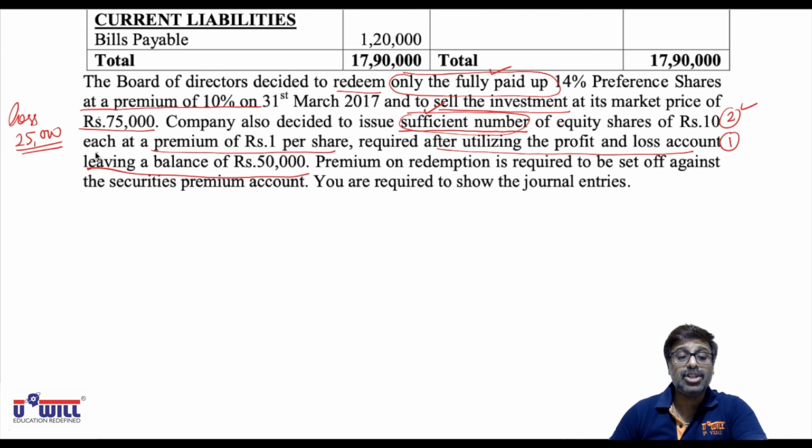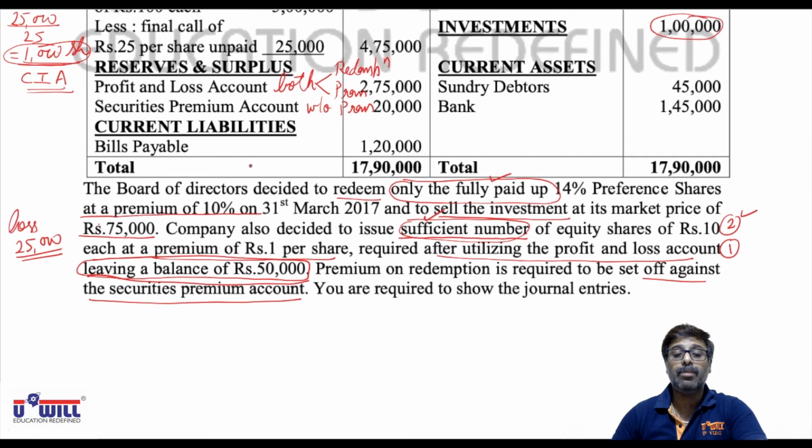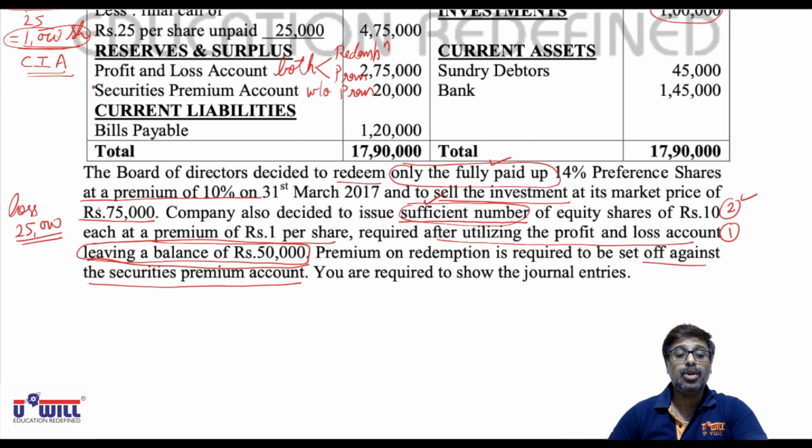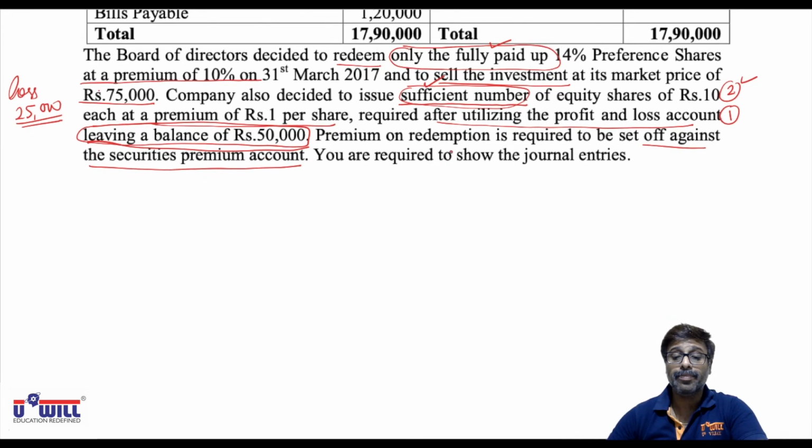Also, there is a condition that in the P&L account we have to leave a balance of 50,000. Premium on redemption is required to be set off against security premium account. We have done this also in the last lecture. Premium on redemption can be written off from two sources, security premium as well as profit and loss account. But here it is clearly given that premium is to be set off against security premium only. So for premium, we will not use profit and loss account. You are required to show the journal entries.